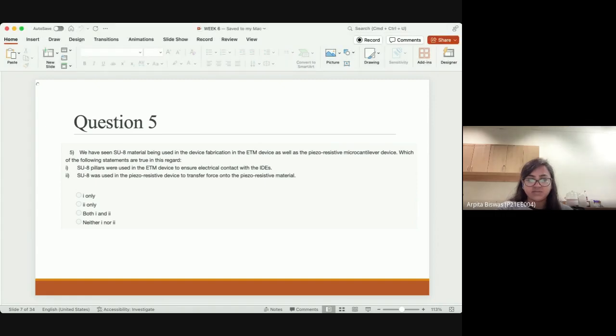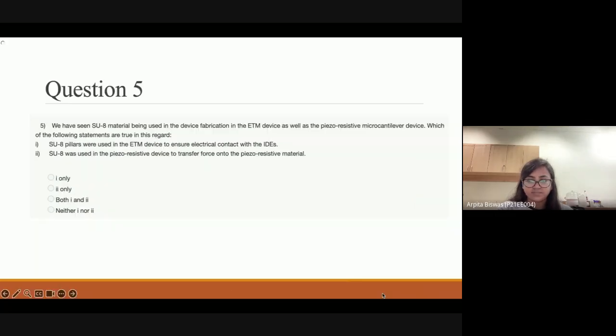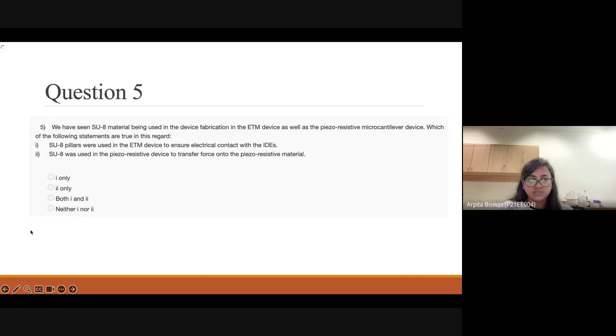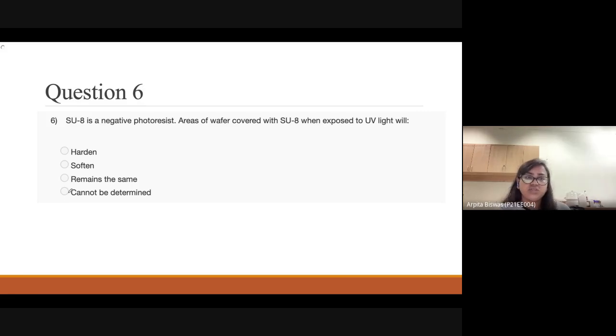So, what is the right answer? The right answer is option C, both A and B. Okay. So next question is SU-8 is a negative photoresist.